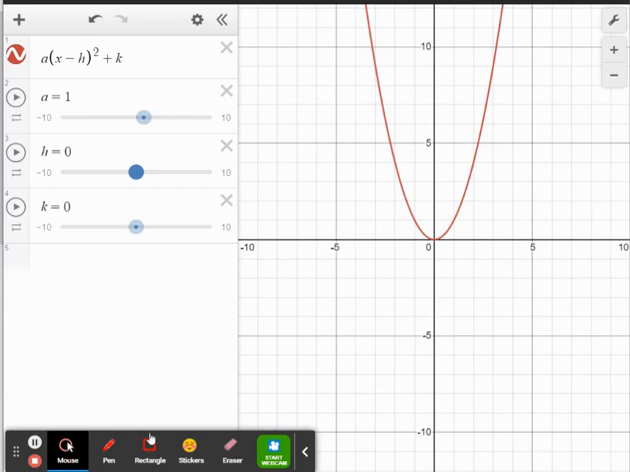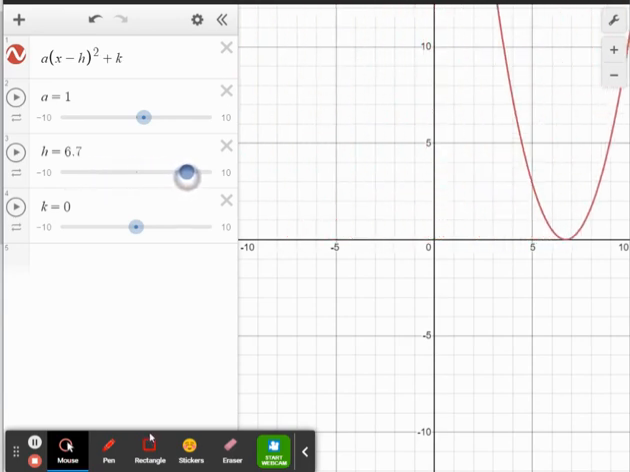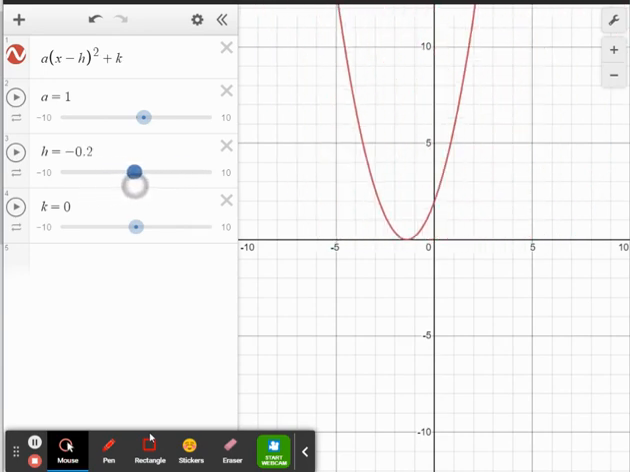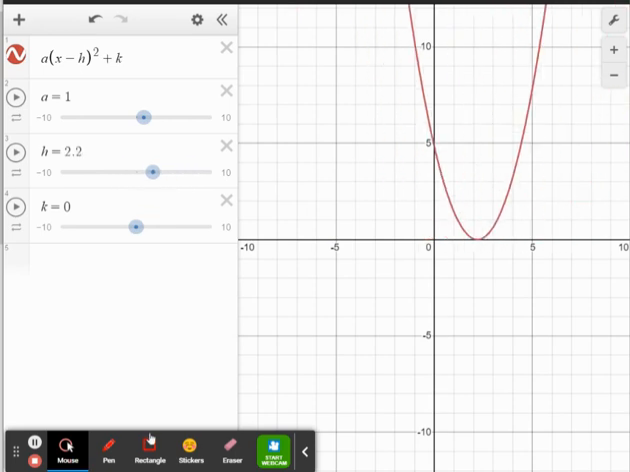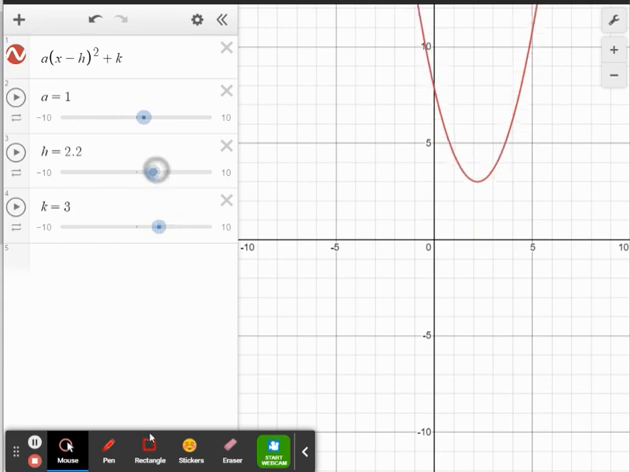All right, so with h, let's see what it does when we move it. As you can see, nothing is changing with my width. The only thing that is happening is I'm moving my vertex along the x-axis. When I change k, I move my vertex along the y-axis. So if I take h of 2 and k of 3, I should have the vertex of 2, 3. And if I take a look here, 2 in my x, 3 in my y, here's my vertex 2, 3.